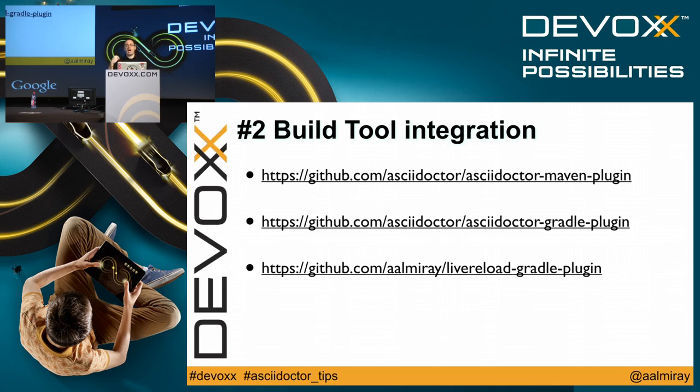And there is also a live reload Gradle plugin. The difference with the previous tip that we saw before is that you don't have to have the live reload application running. You just have to point your browser to the directory where the output is going to be, and as long as you have Asciidoctor and live reload working, it just happens. You get everything automatically regenerated for you.